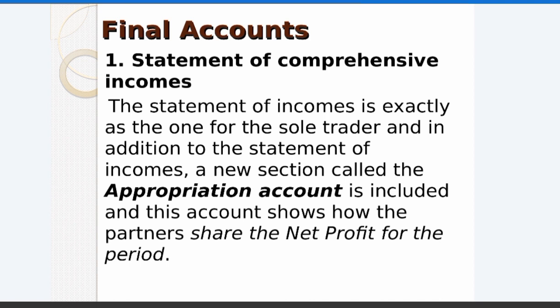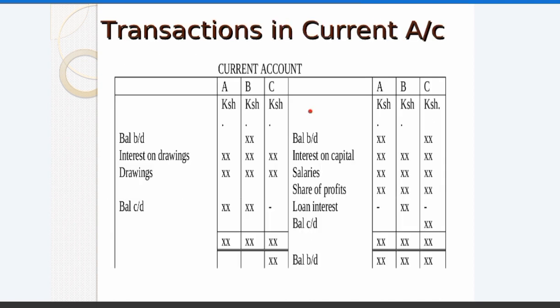So this is the appropriation account, and this is the current account. You are supposed to credit interest on capital, salaries, share of profits, and interest if any. And you are supposed to debit drawings, interest on drawings, and a share of losses.